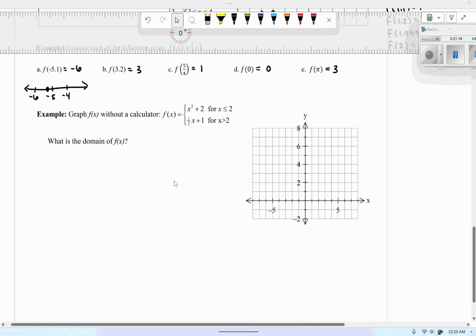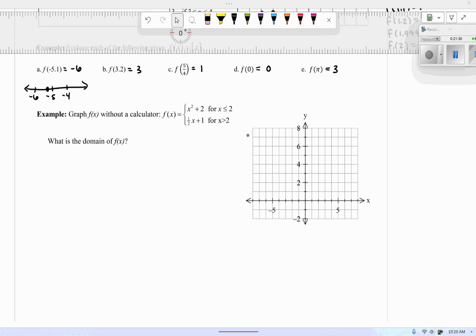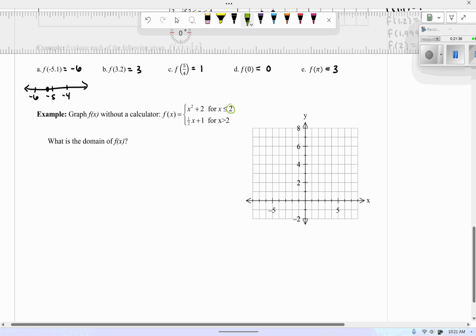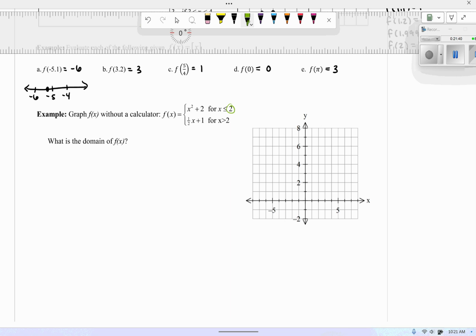All right, so the next one, you can pause the video, graph this on your own. When you're done, unpause and check your work. So to graph this, we have 2 different pieces of our function. For the first one, we have a quadratic function for x values less than or equal to 2. So I'm going to start at my turning point, which is 2. 2 squared is 4. 4 plus 2 gives me 6. So I have 2, 6, and it's equal to, so it's a closed circle, and we want values that are less than 2. So if I plug in 1, 1 squared is 1 plus 2 is 3.